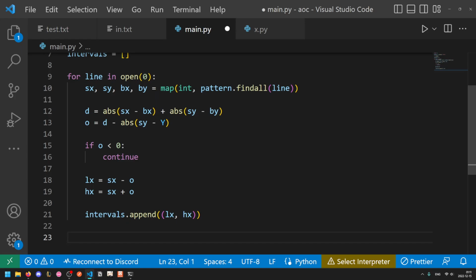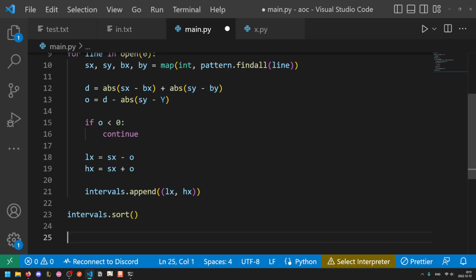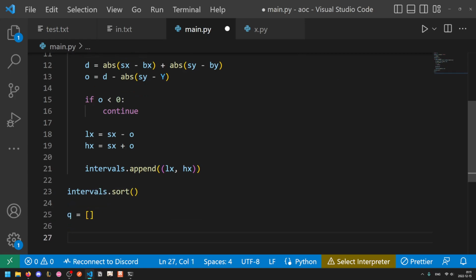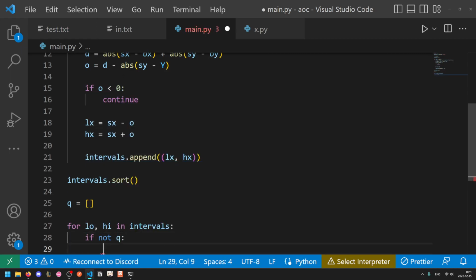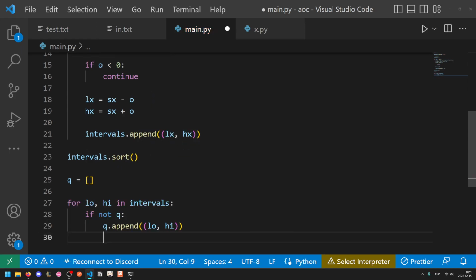And there's a very nice way we can do this if we first sort the intervals. So now the intervals are sorted first by x and then by y. Oh, sorry, not by x and y. First by the lower bound and then by the upper bound. So now we're going to merge them together. So we're going to make Q an array which is going to contain all of the non-overlapping intervals. So for low, high in each interval, first of all, if Q is empty, then we're just going to append this interval to Q because there's nothing else, so it can't overlap.